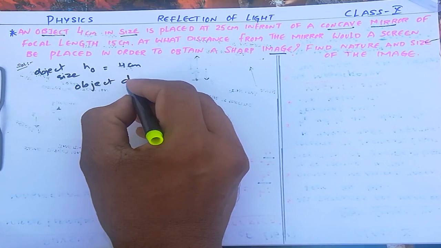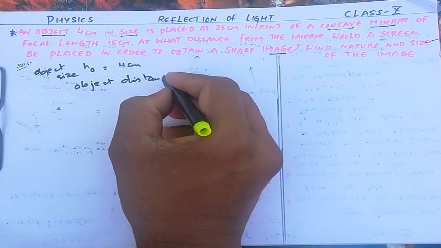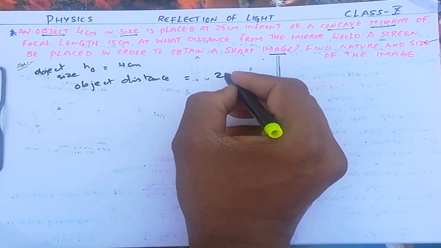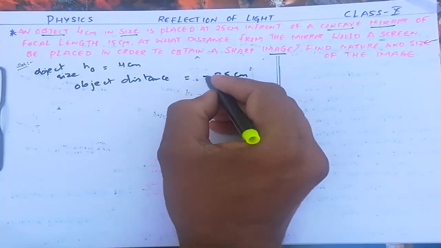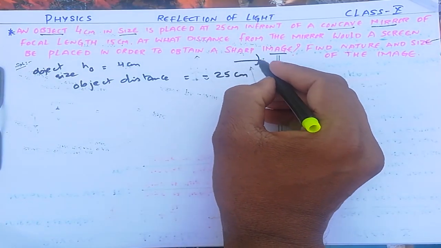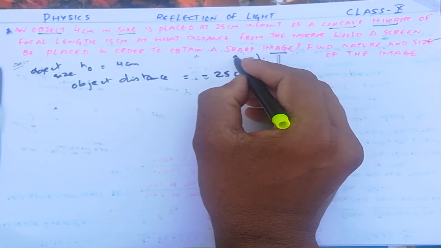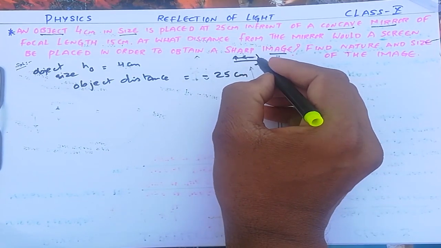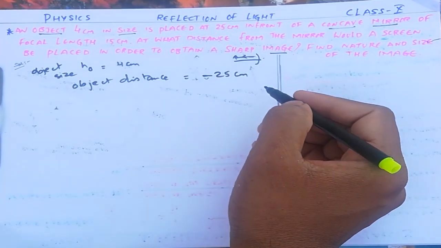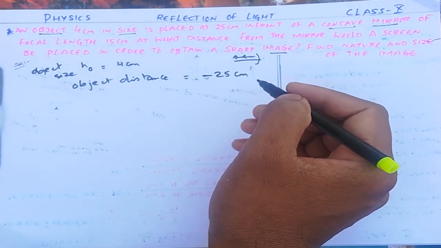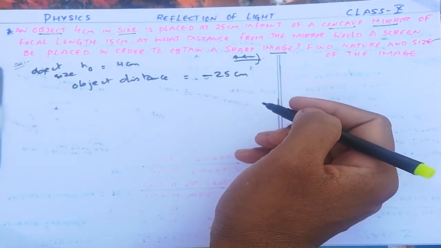Object distance is 25 centimeters. But it should be taken as negative. Why? Because from the pole the object is measured like this, in the reverse direction. Reverse direction means the value should be taken as negative. So the object distance is minus 25 centimeters.